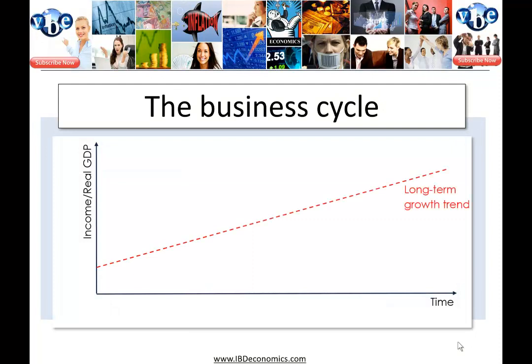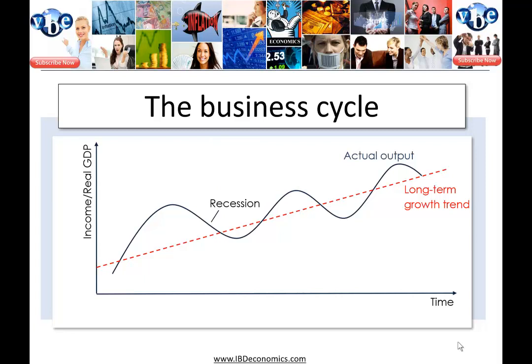Okay, so the business cycle, our model looks something like this. We've got income, which is our real GDP, on our y-axis, and time on our x-axis. Real GDP is a measure of actual output, how much an economy is actually producing, and that's an indication of national incomes as well. And then we have a long-term growth trend.